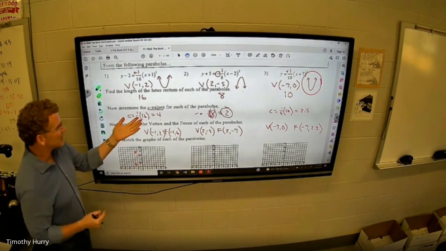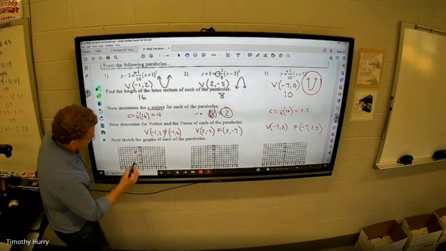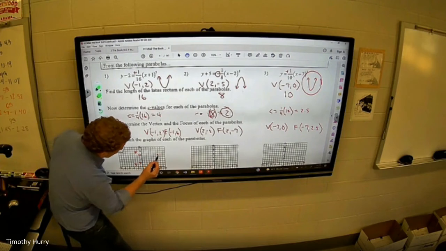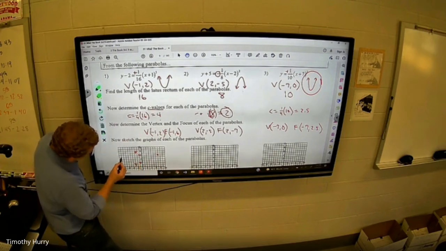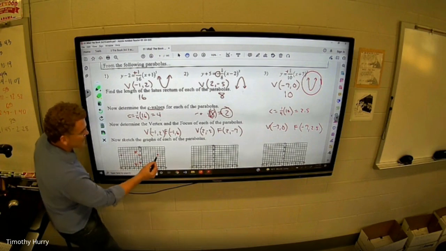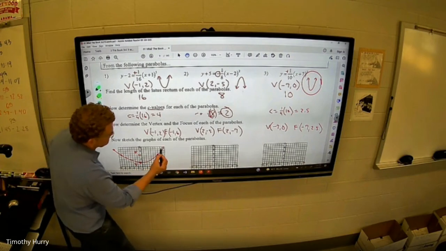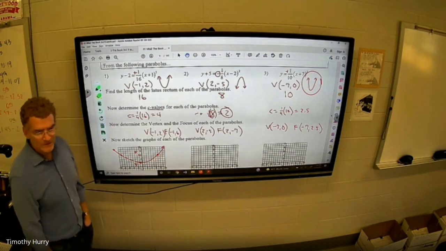And what is my width? So I'm going to go 1, 2, 3, 4, 5, 6, 7, 8 to the right. I'm going to go 8 to the left. And look, there are my other 2 points. So I'm just going to sketch my parabola as good as I can through those extra 2 points.